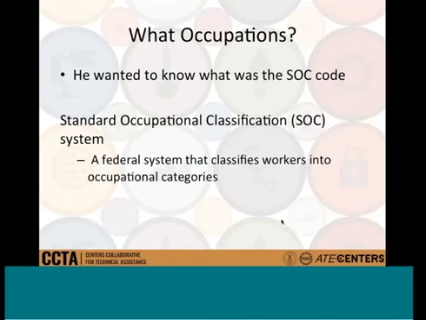Good. His next question, he said, Mike, what occupations? Well, what he really wanted to know was what was the SOC code. That's the Standard Occupational Classification system. Again, that's a federal system that classifies workers. People have told me that SOC codes are not necessarily the best thing in the world. They don't always define an occupation. That may be, but the SOC codes are important. So you've got to work through some of the challenges there.